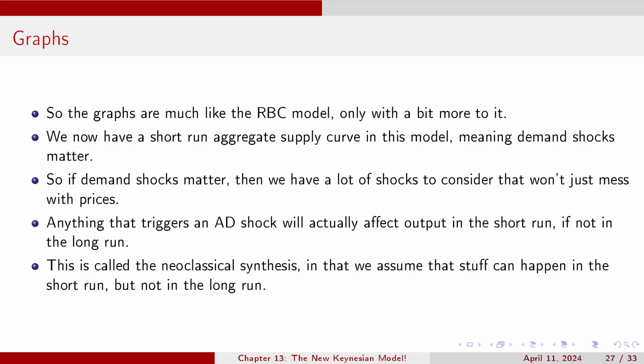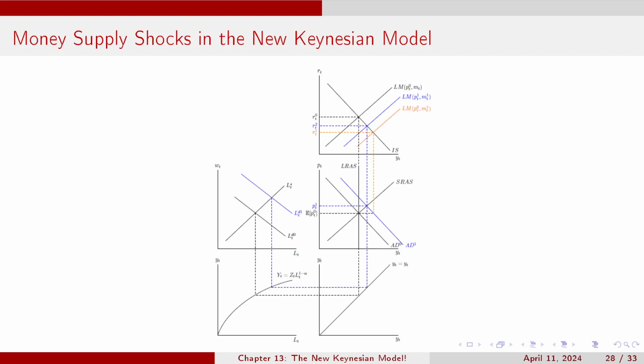Well, they can't both be right. They can't both be wrong. But they actually are both right, just in different time horizons. The new Keynesian model is right in the short run in terms of predicting what the real effects will be in response to an aggregate demand shock. The neoclassical model, or the real business cycle model, is correct in the long run in predicting what the effects of demand shocks will be on output.